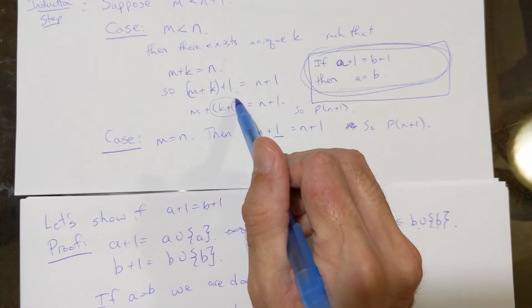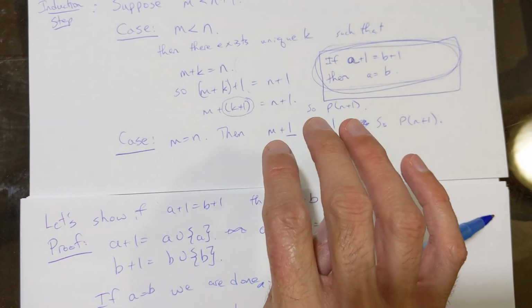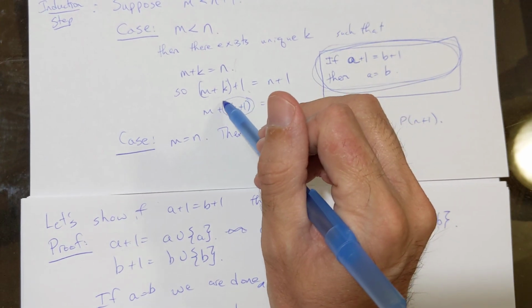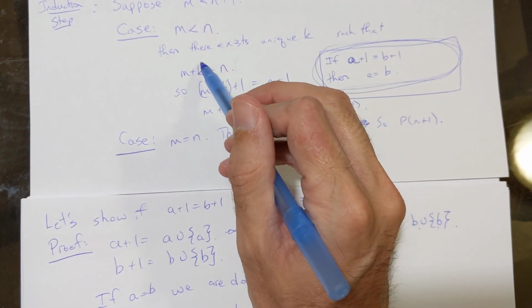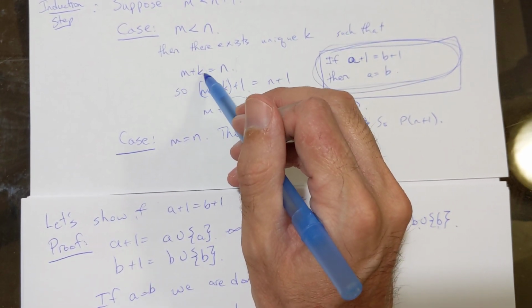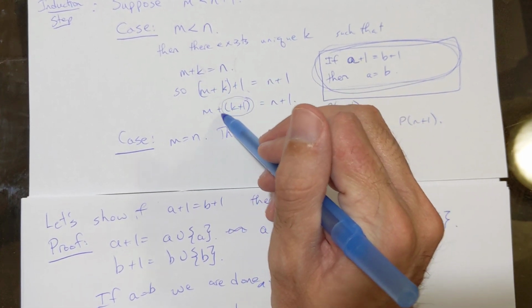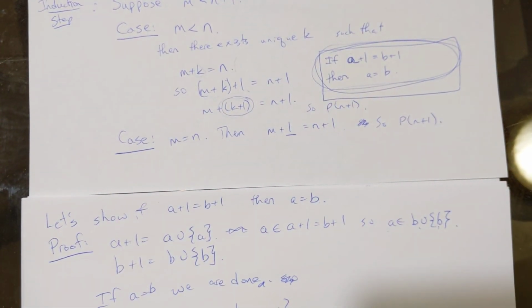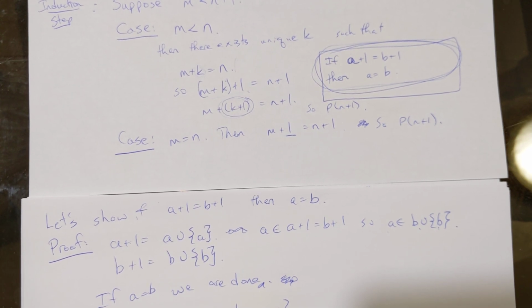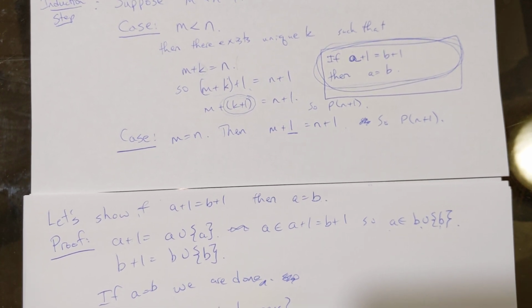That tells us that the uniqueness of this k tells us the uniqueness of this k plus 1. When I think about it, there's probably a slicker way to do this, but oh well.